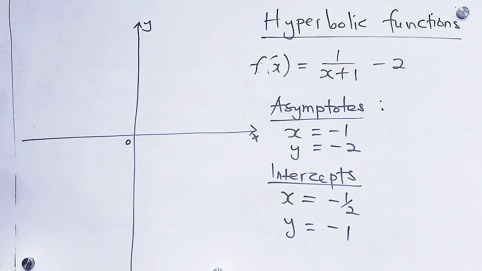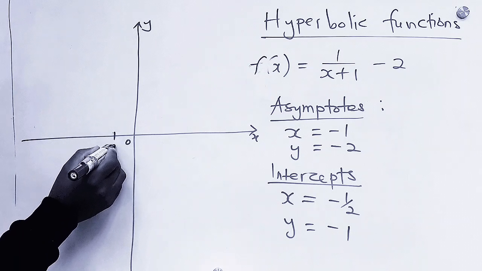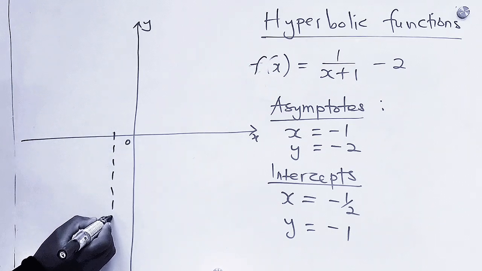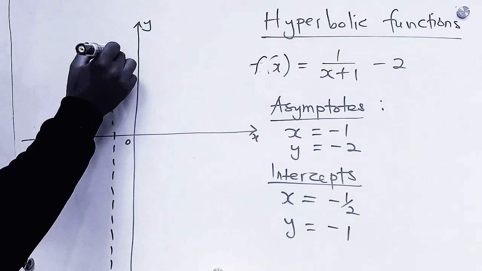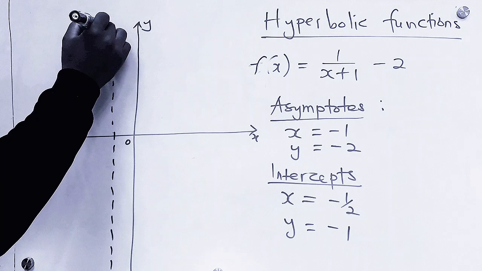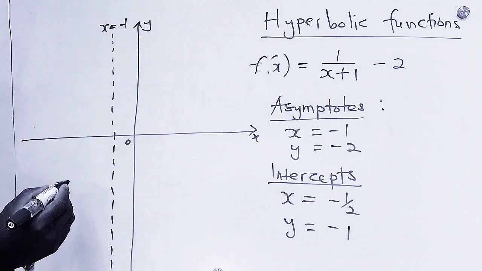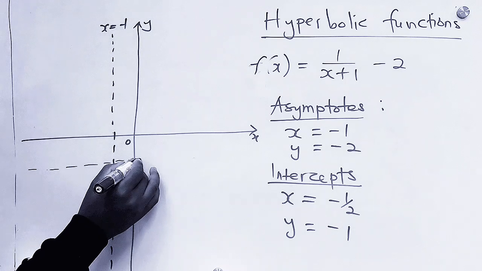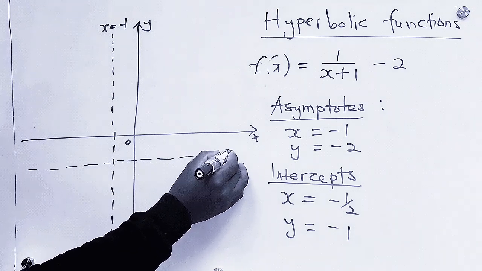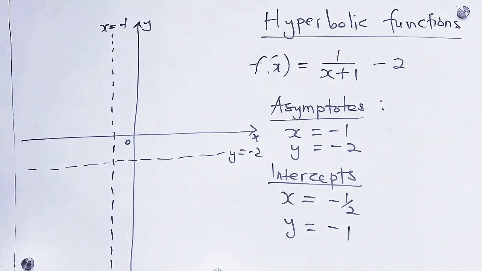Our x asymptote is x is equal to -1. So I'll mark it here. An asymptote line must be drawn in dotted lines. Then you label it x is equal to -1. Then our y asymptote is y is equal to -2, and we label it like that.